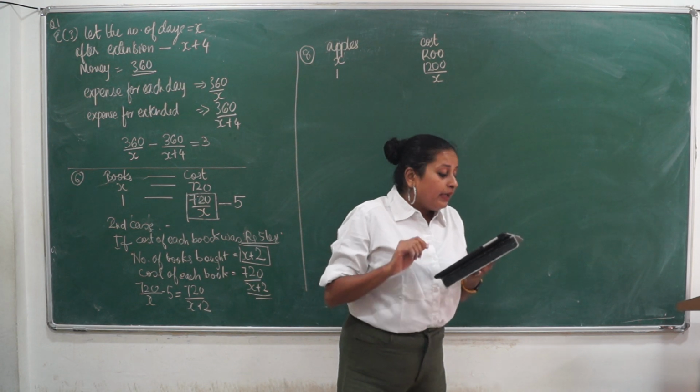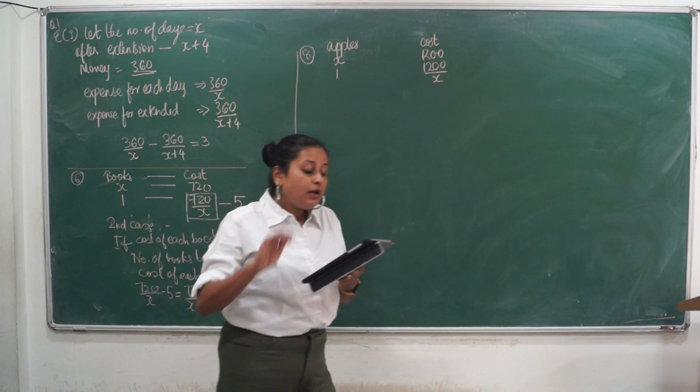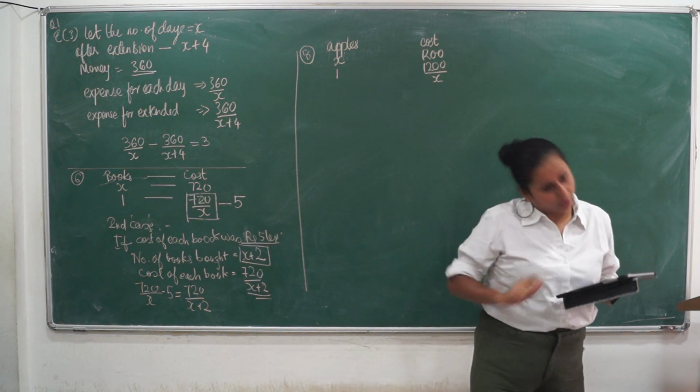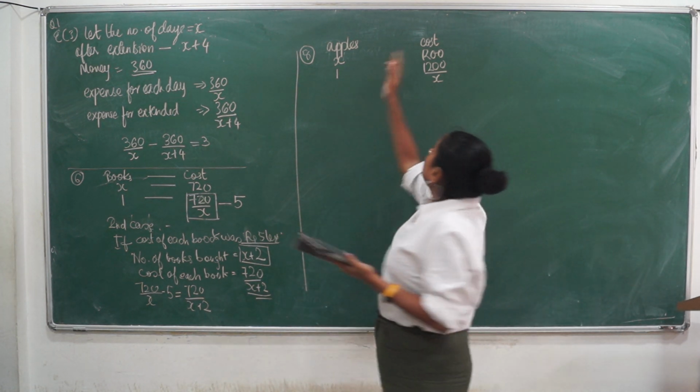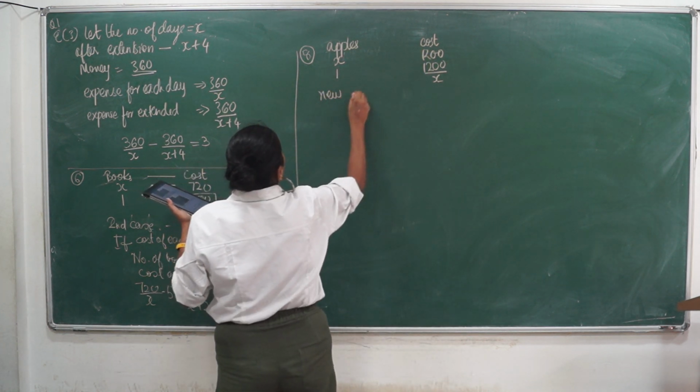Next, if 10 of the apples were rotten and he sold each of the rest for rupees 3 more. He bought x apples, 10 apples were rotten, so now what is the new number of apples?